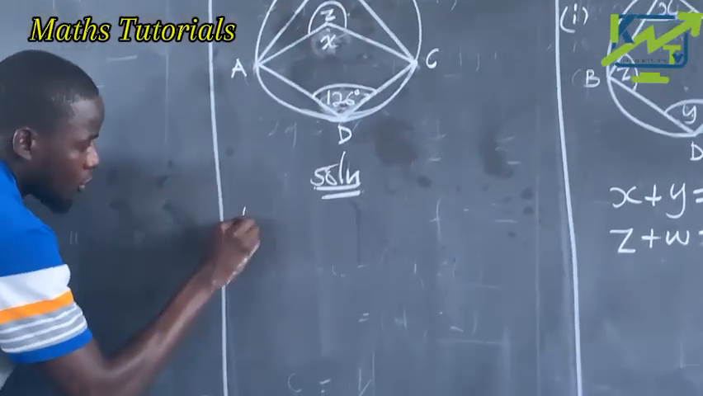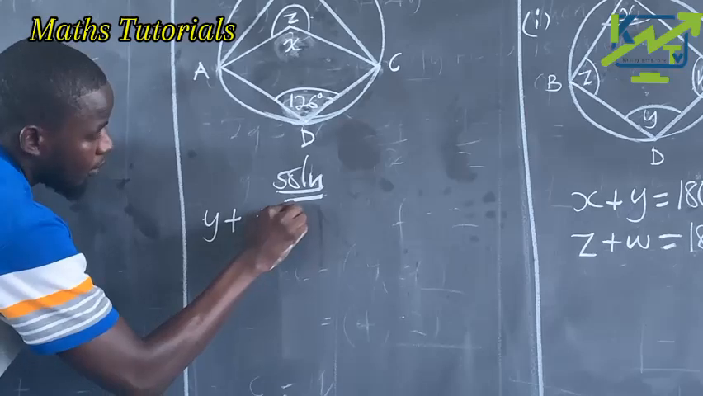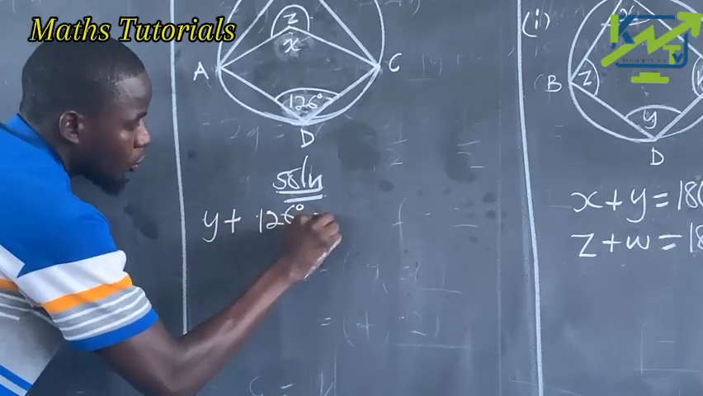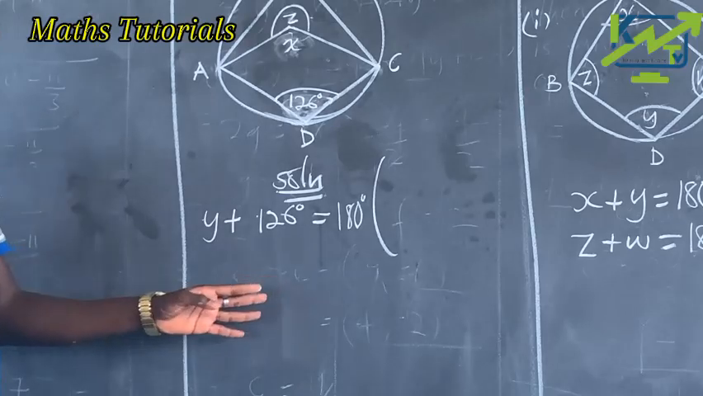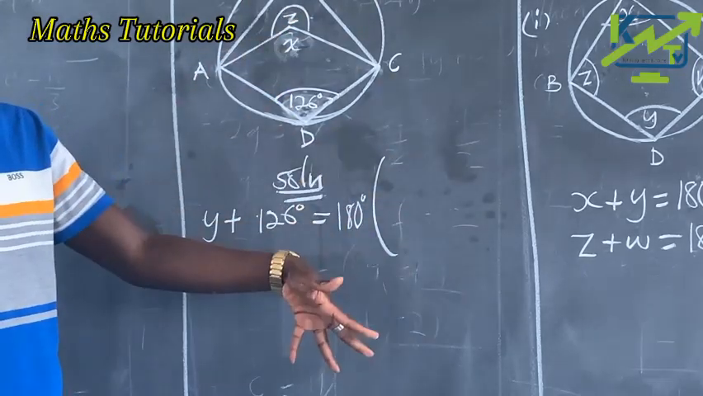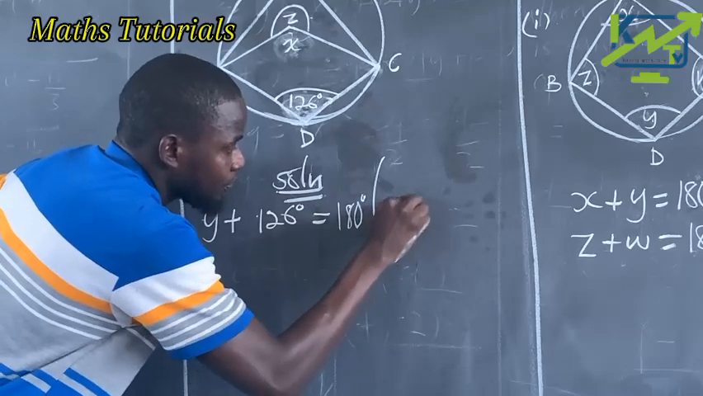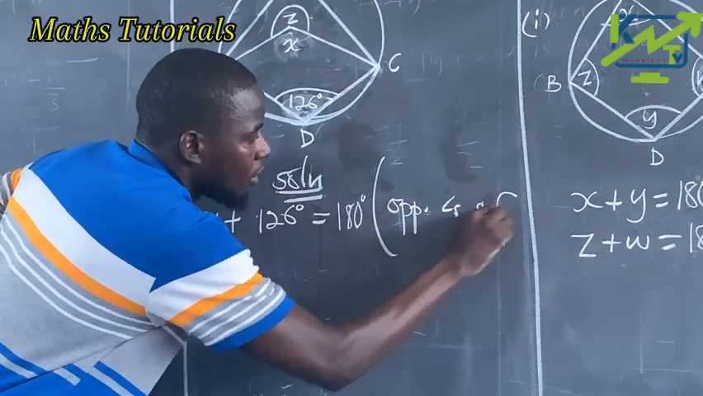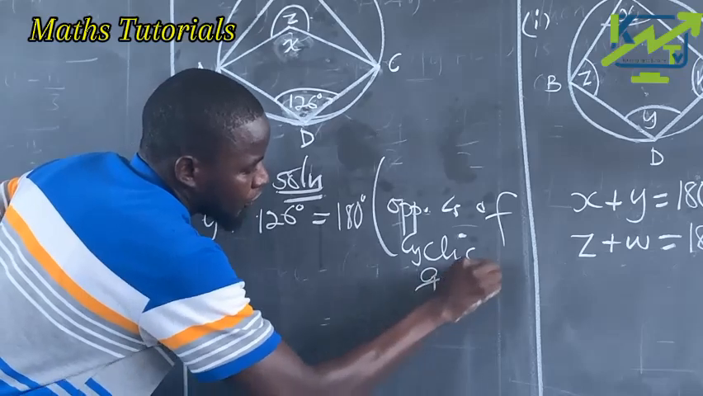So I'm going to set y plus 126 degree equals to 180 degree. Sometimes in exam, they will tell you that with reason, so you need to indicate it there as well. So that is opposite angles of cyclic quadrilateral. You can put it in this form.